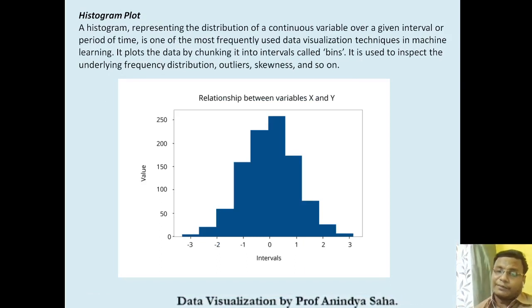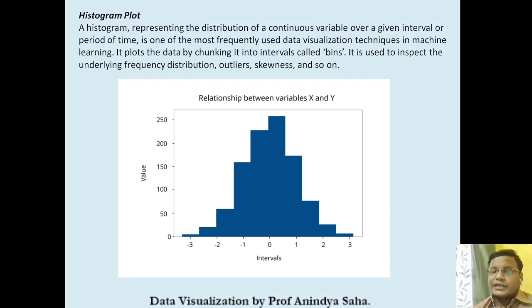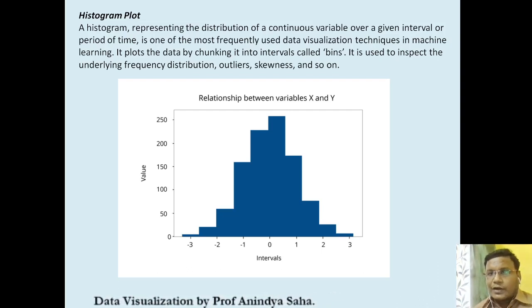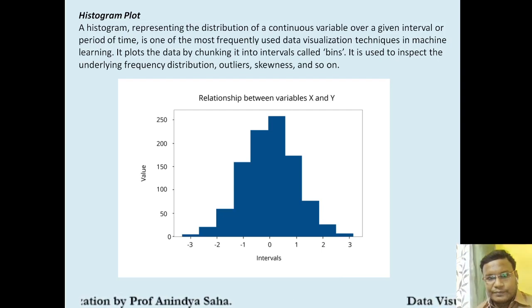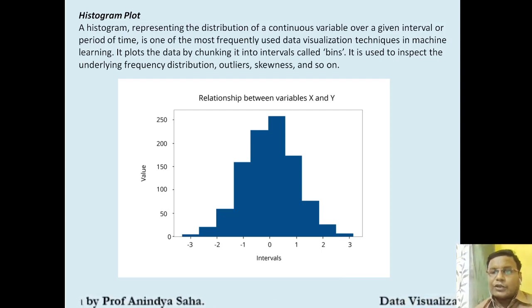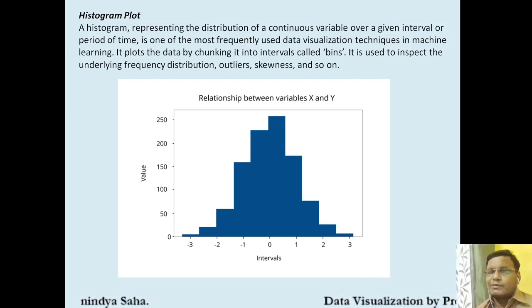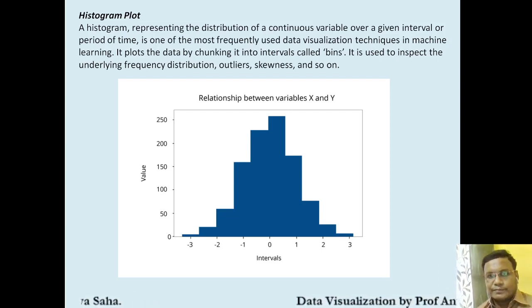This is the histogram, representing the distribution of a continuous variable over a given interval or period of time. Say for example -3 to +3, or say 0 to 5, 5 to 10, 10 to 15. Then obviously we will go for the histogram.